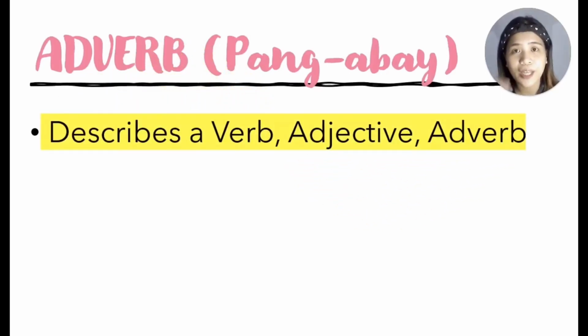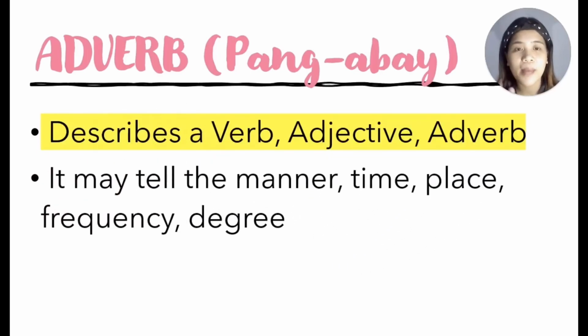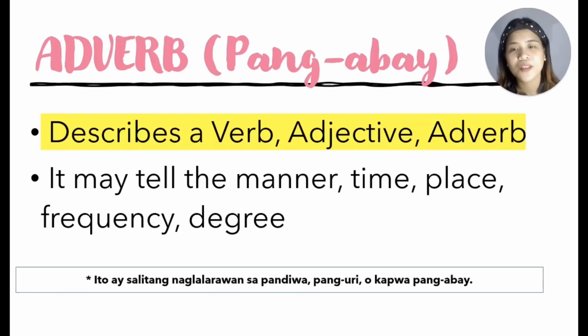Just like what I told you, adverb also describes. It's just that this time it describes a verb, adjective, or another adverb. So an adverb may tell the manner, meaning how is the action done, time, when did it happen, place, where did it take place, frequency, meaning how many times, gaano kadalas, and degree, up to what extent, gaano katindi. So tandaan, ang adverb ay salitang naglalarawan sa pandiwa, pang-uri, o kapwa pang-abay.